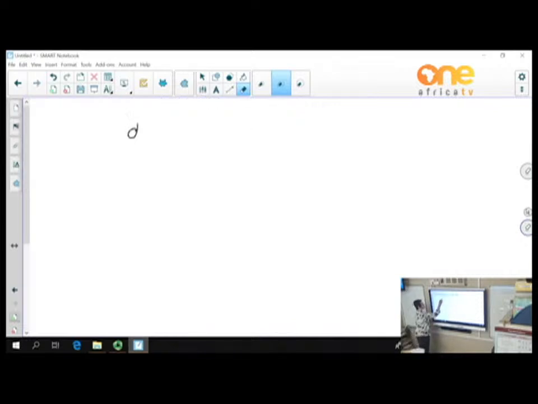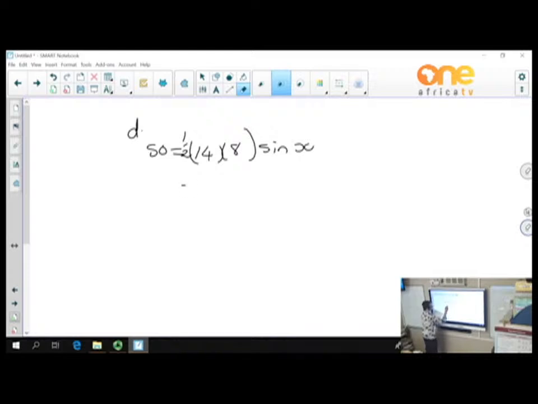Right, and then the last one, number D. This one is the area, which is 50, equal to half of 14 times 8 times sine x. So again, we want x, so second function sine: 50 times 2, divide by 14 times 8, second function sine.